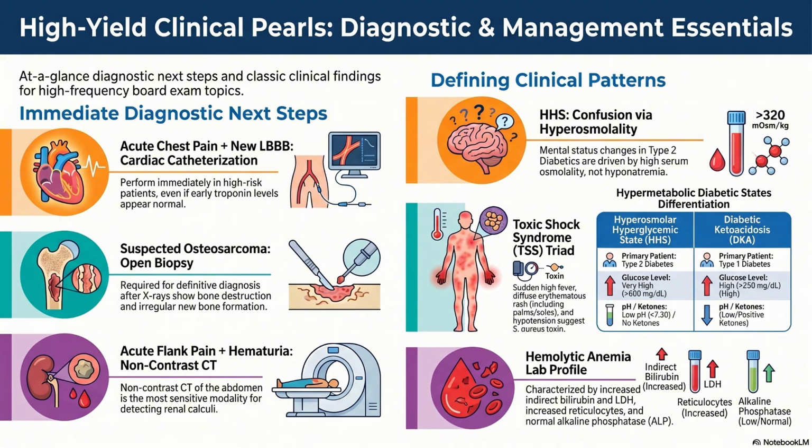Why is it so important that the USMLE tests doctors on their ability to say no to parents? Because antibiotic stewardship is a global public health crisis. The vast majority of pediatric upper respiratory infections are caused by viruses: rhinovirus, adenovirus, RSV. Antibiotics only kill bacteria. They do absolutely nothing to a virus. But parents just want to feel like they're doing something.